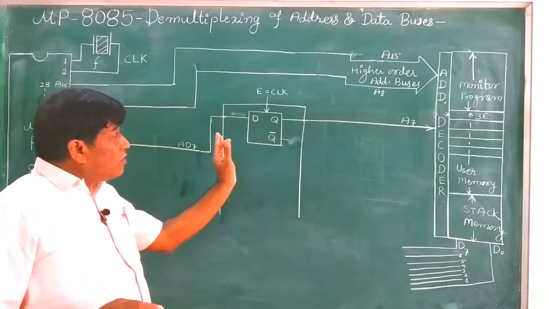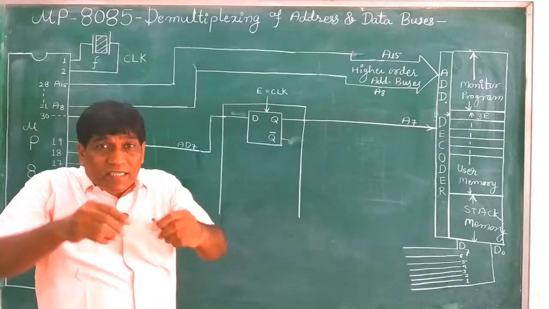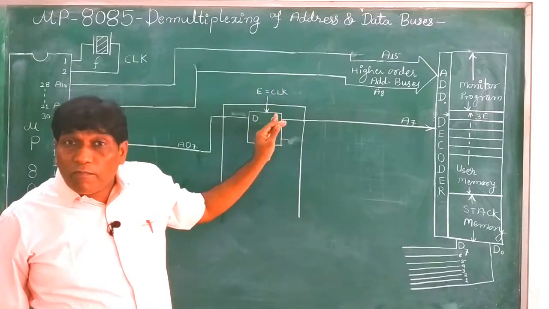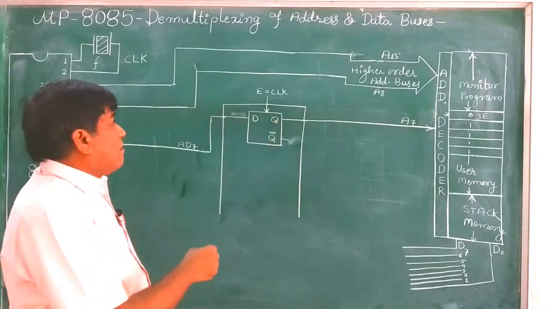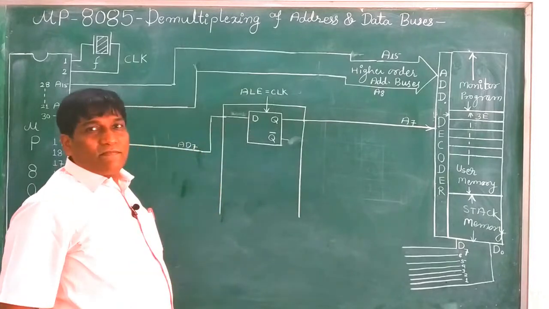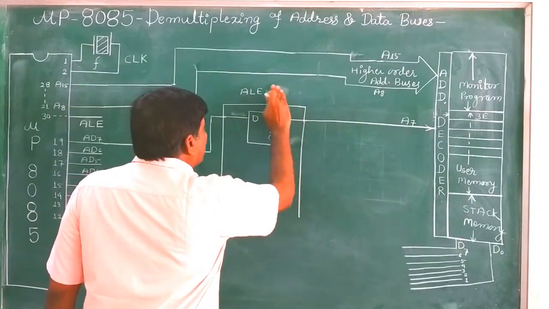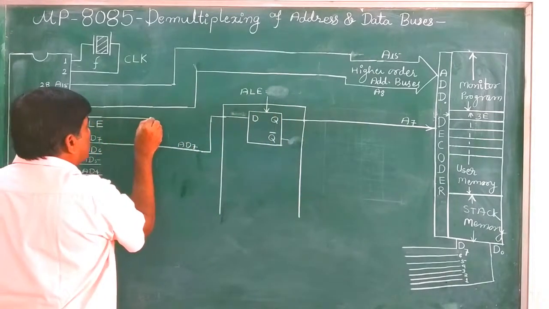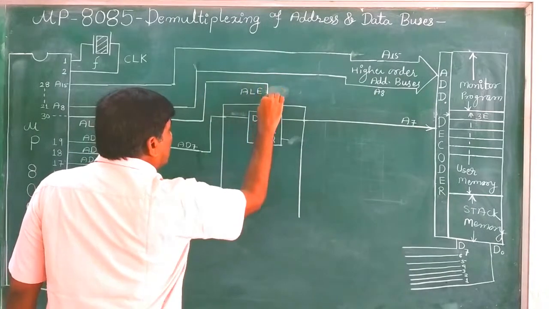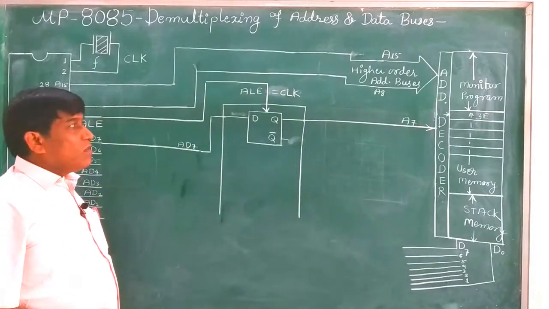Now how will it separate, how will it extract this content and how will it latch? As we have seen, whenever the clock is activated, whenever it is enabled, what should be connected at the clock of this flip-flop? This is the question. Certainly here we have to connect ALE, address latch enable. This is the latch, the D flip-flop, which is used to latch the address. So here we have to connect the signal ALE, which is generated by the microprocessor, to the clock of the D flip-flop.